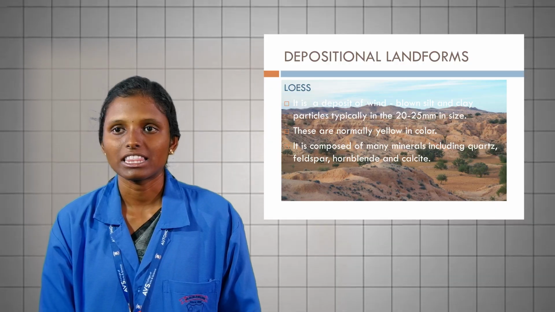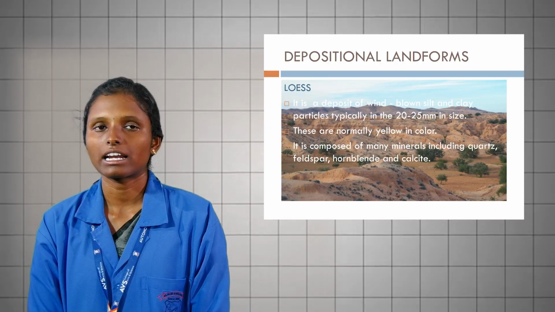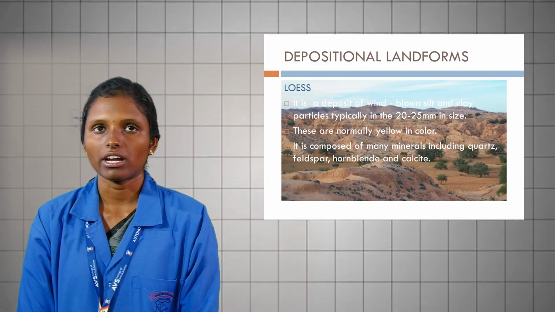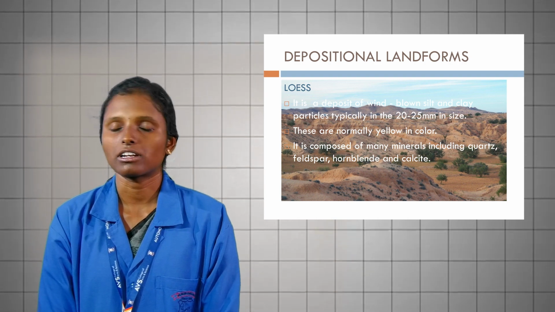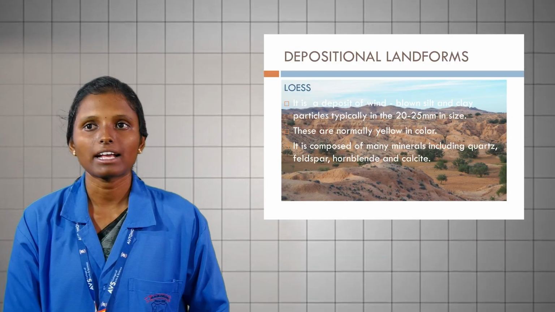Loess. Loess is nothing but a deposit of silt. A deposit of silt and clay is called loess. Its size ranges from 20 to 25 mm. They are yellow in color. It is composed of many minerals, for example quartz, sulfur, hornblende and calcite.